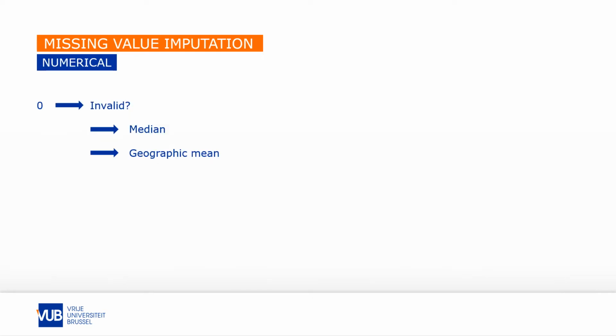In the numerical case, all missing values were represented as zeros. First, we needed to make sure 0 was not a valid value for that feature, and then we could impute the missing values by either the median, in case of highly skewed data, or by the geographic mean.